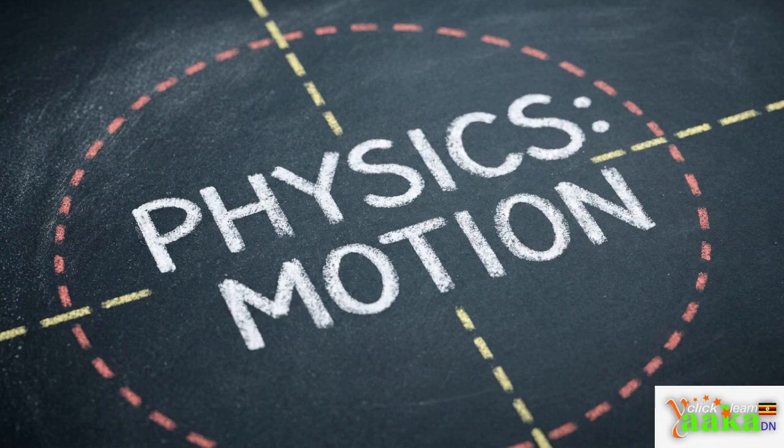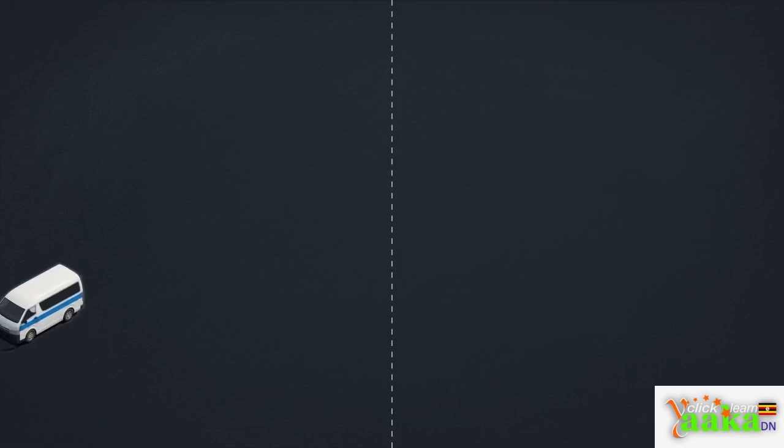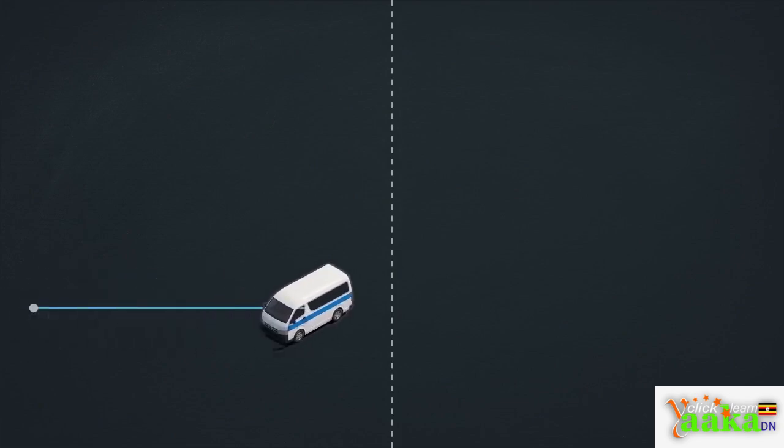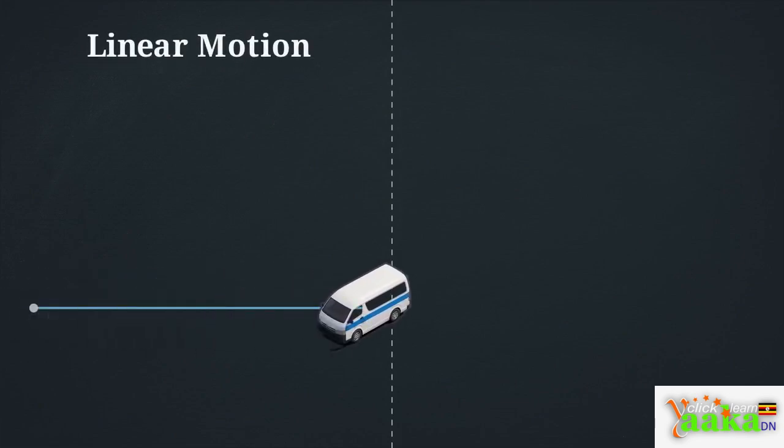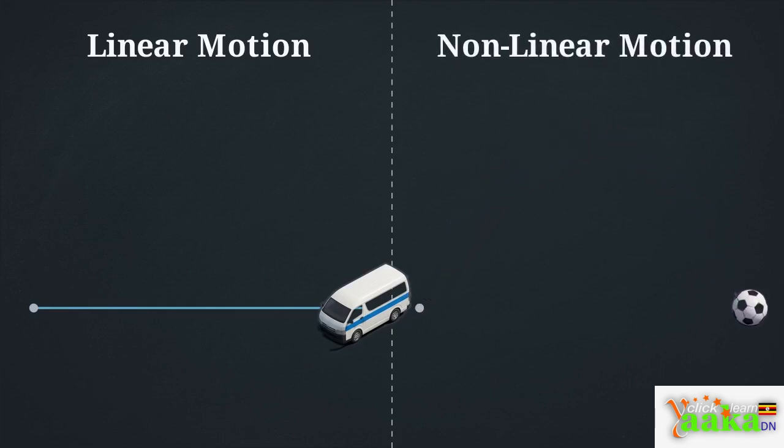In physics, movement is classified by its path. When a matatu travels in a straight line down the Kampala Entebbe Expressway, it is performing linear motion. When a Uganda Cranes footballer kicks a ball at an angle, the ball follows a parabolic curve, which is nonlinear motion. To measure these paths, we distinguish between two concepts.